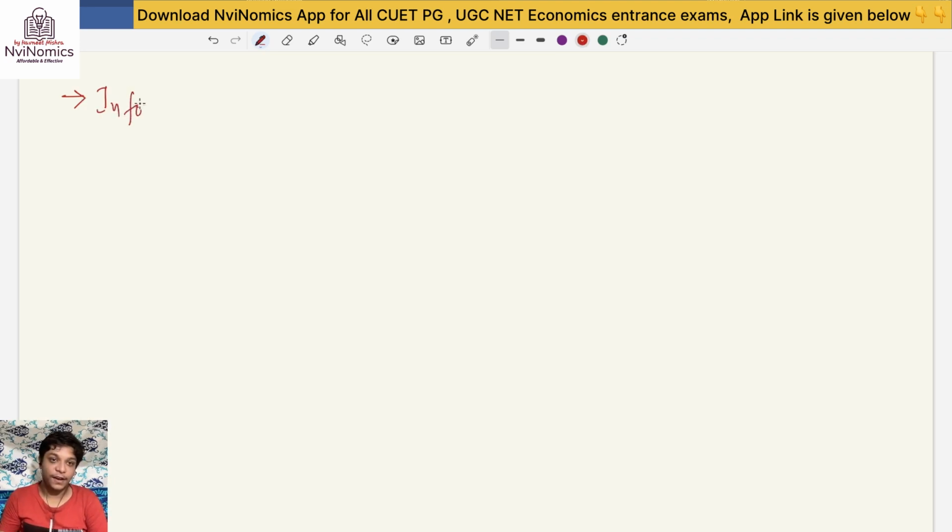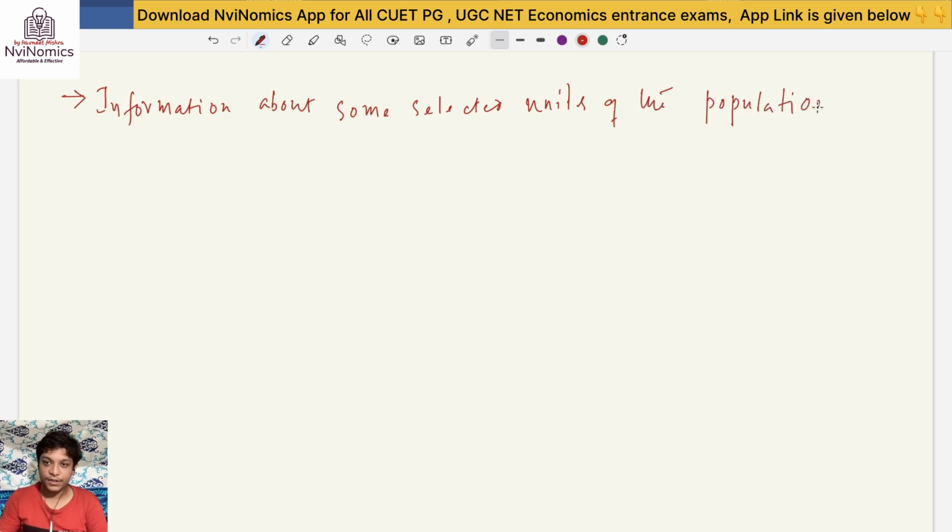तो इस मेथड में क्या होता है, information about some selected units of the population is collected.